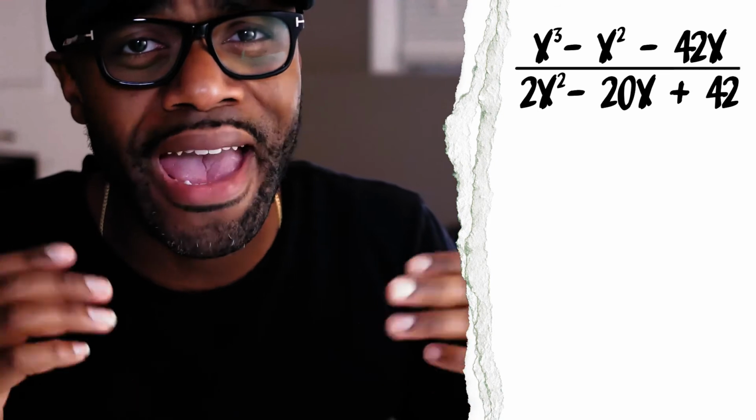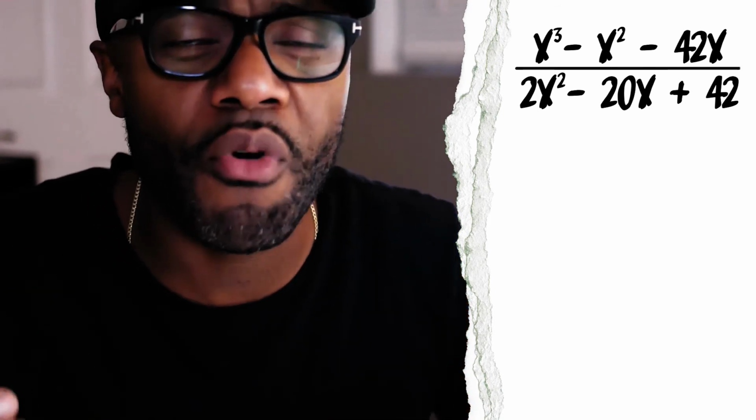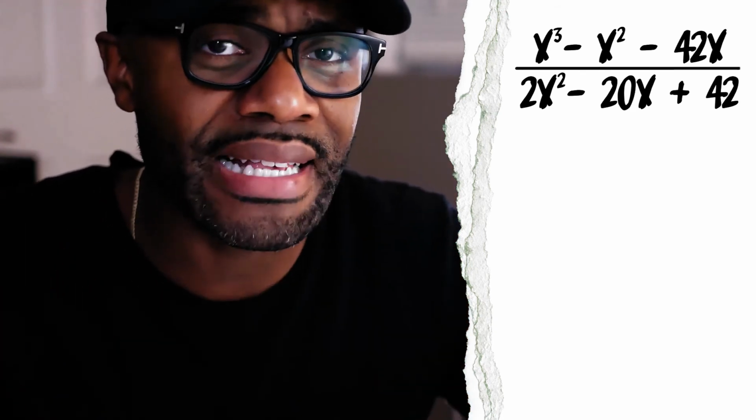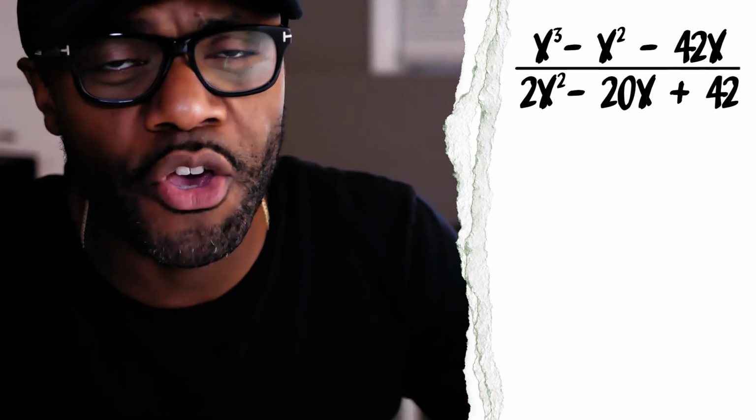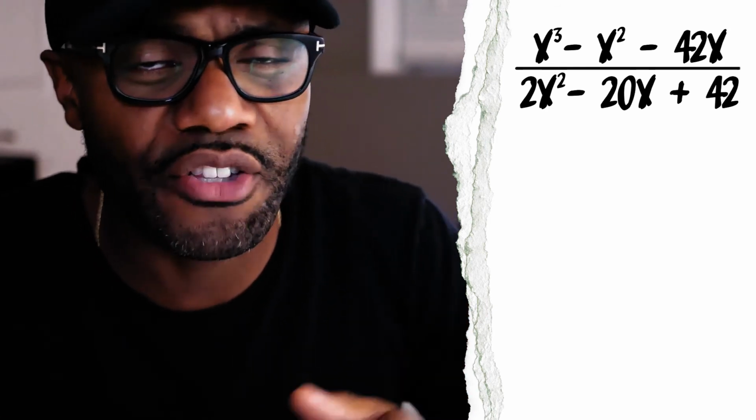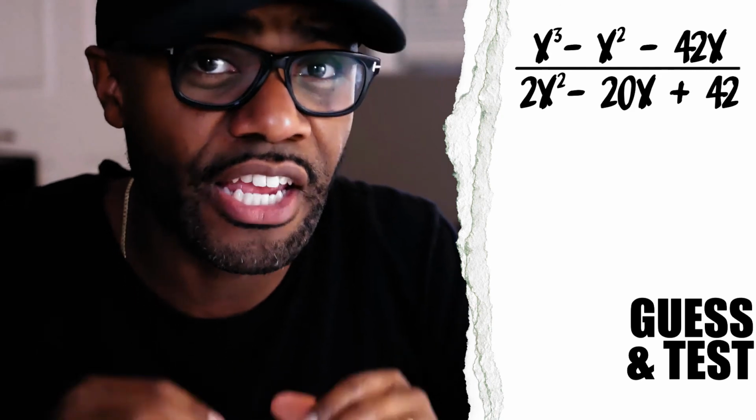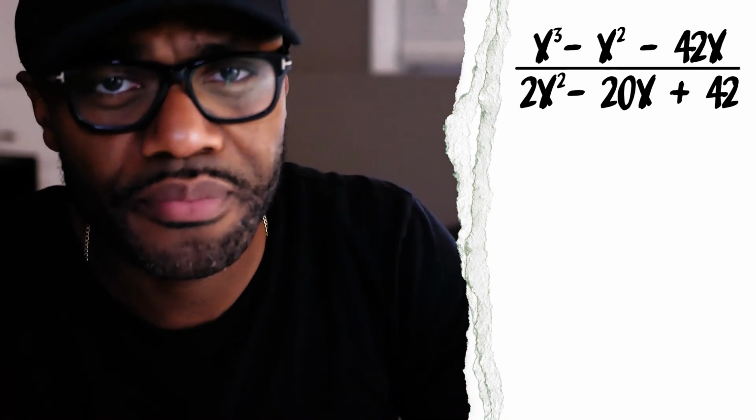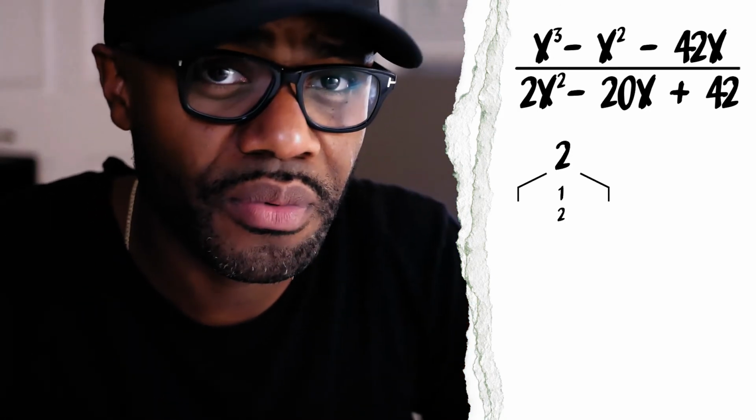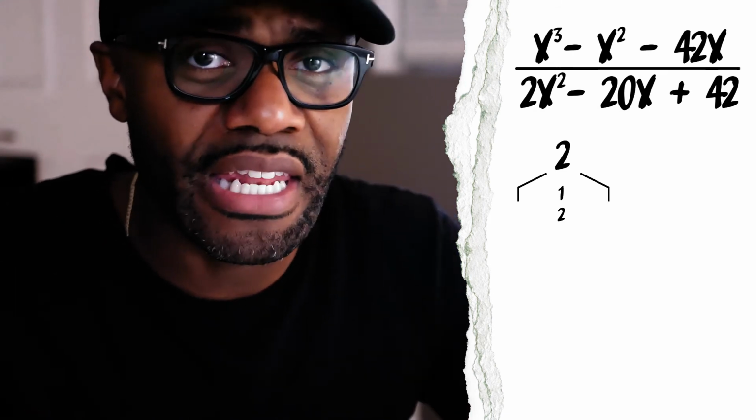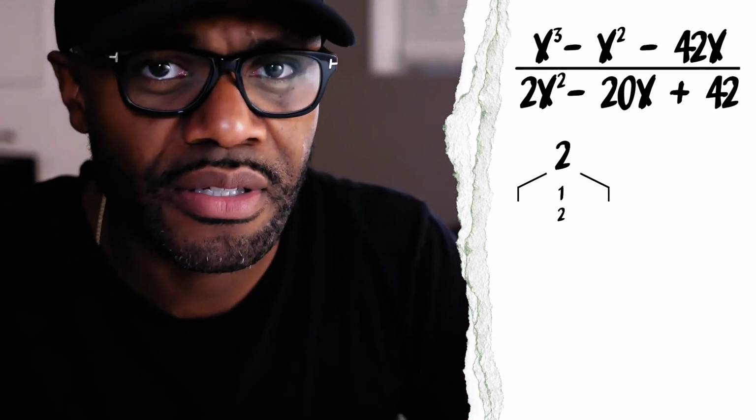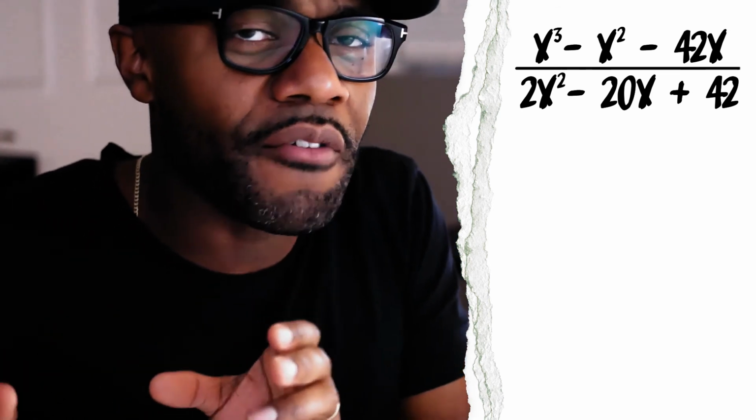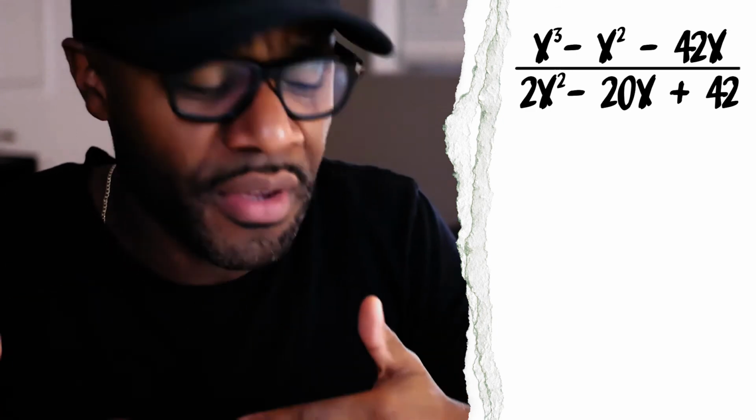That's in our numerator. For our denominator, it's very similar to the first problem we did in the last episode. Our a value is greater than 1. In the steps from the last episode, we said if our a value was greater than 1, we had to guess and test. Ignore the middle. We needed to focus on the factors of 2 and the factors of 42. In this case, the factors of 2 are 1 and 2. Those numbers will go in the beginning of both our parentheses: 2x and x. In the second half of our parentheses, we need the factors of 42.